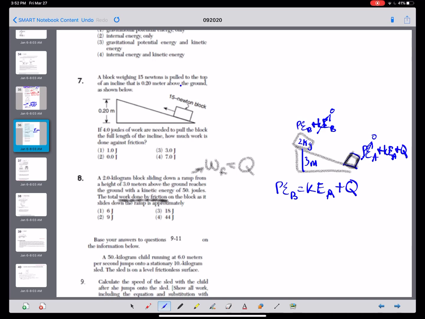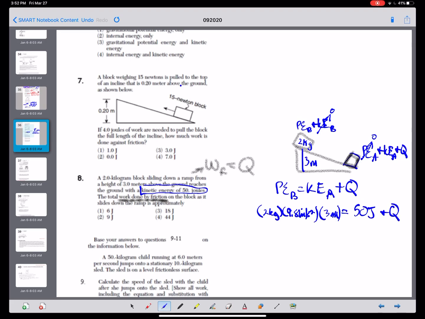Plus Q. Except this time they didn't give you the Q portion. They gave you the kinetic energy portion, and they want the work done by friction. So you're really just finding Q. So at the top, we have an MGH of 2 kilograms times G of 9.81 meters per second squared times a height of 3 meters equals 50 joules for the KE plus Q.